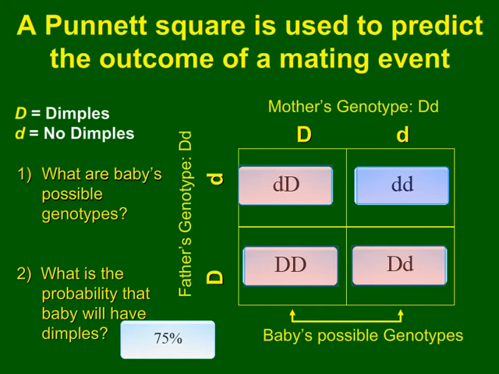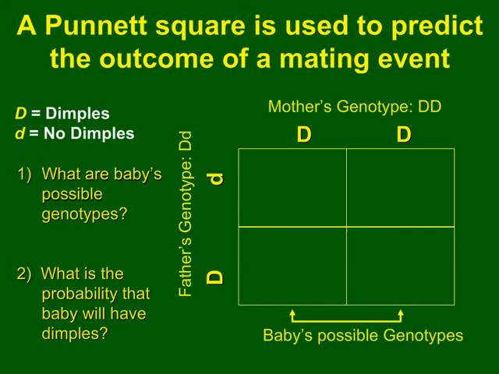Now let's take a look at the same mating event, but now let's change our mother's genotype to big D, big D. That is, she's homozygous dominant. What are the chances she's going to have a child that does have dimples or does not have dimples? Well, let's take a look at the mating event. In the left-hand square, we get little d, big D, which is heterozygous. And in the right-hand square, we get little d, big D, which again is heterozygous.